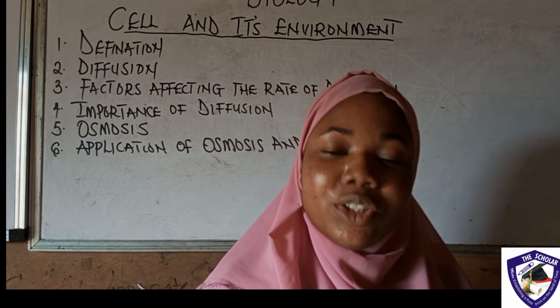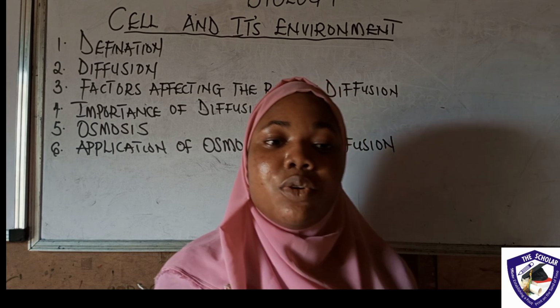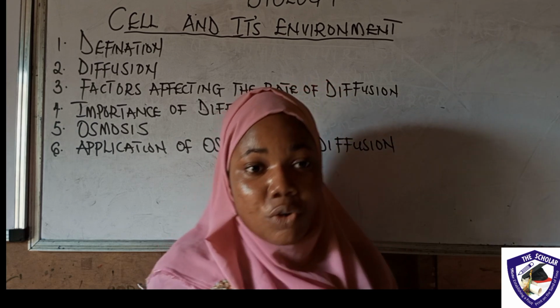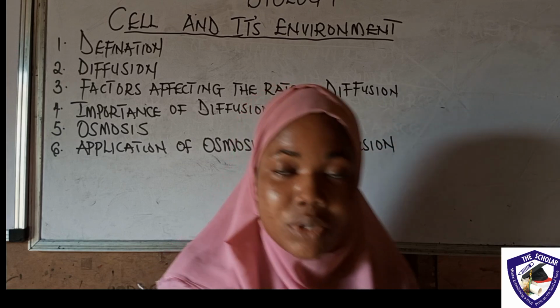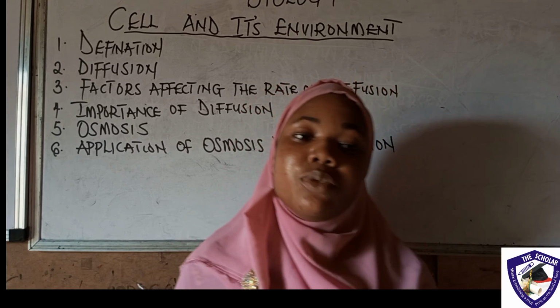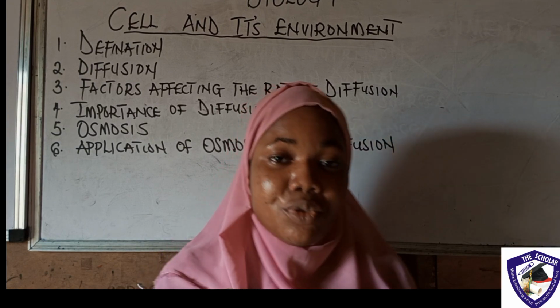Now, what are the factors that might affect the rate of diffusion? The first one is the state of matter of the diffusing molecule, and that one is also the diffusing molecules itself, and that one is the temperature. These are the factors that might affect the rate of diffusion.